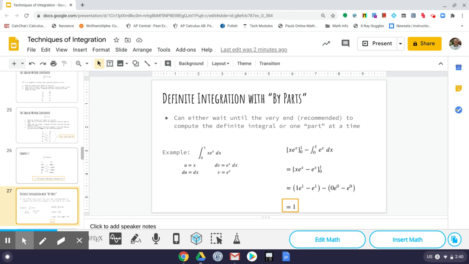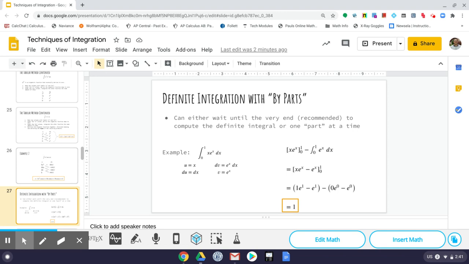The next part is using by parts, but with definite integration. And so really, you've got two different options here, because this gets a little bit funky. Once you use the integration by parts formula, you've got that uv hanging out in front, and that part's already, for lack of a better word, done. You're not integrating it any further. So you could evaluate that before you do the second part of the integral. But I actually recommend to just wait until the very end.